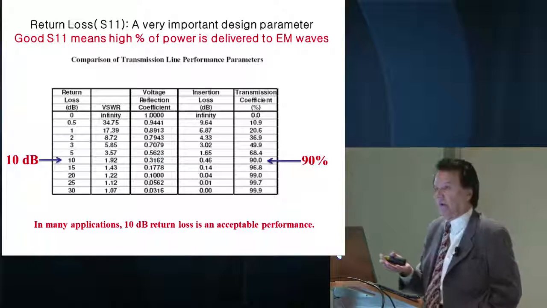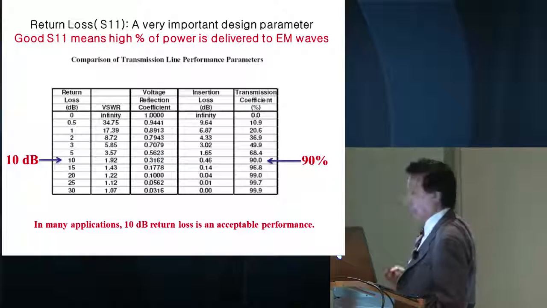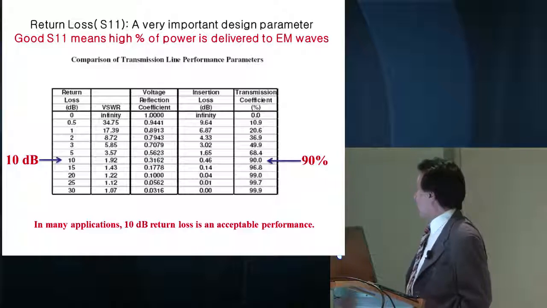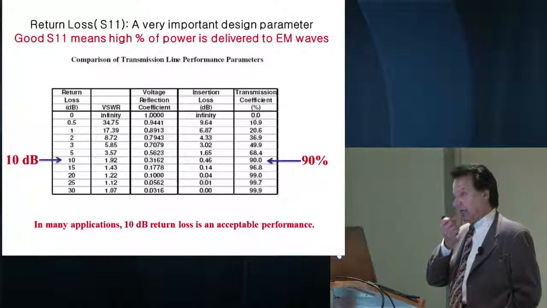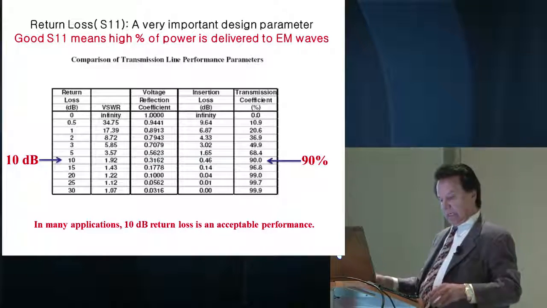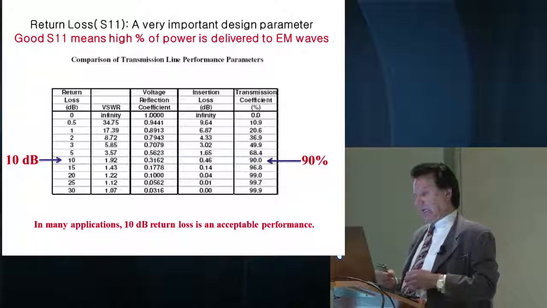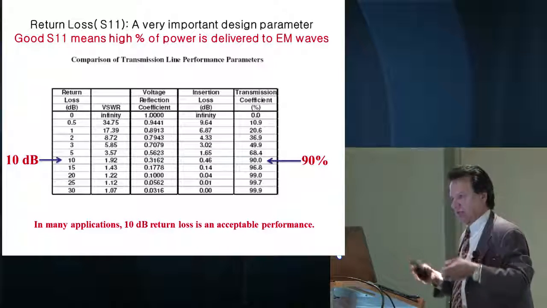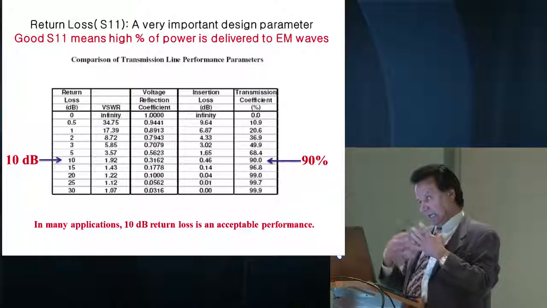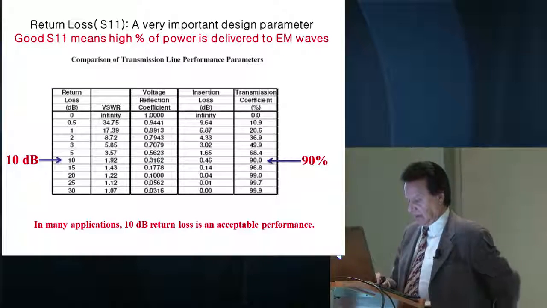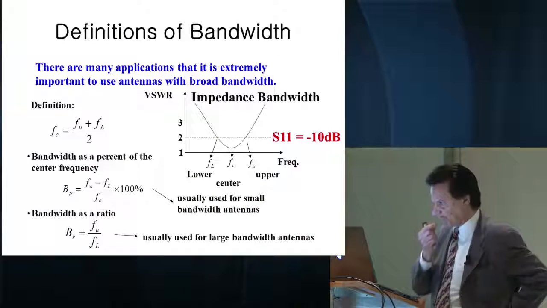In some applications you cannot get this. As a matter of fact, in a lot of cell phone related applications, you might be working in the regime of 6 dB S11, so you allow more loss because that's all you can get. Antennas are too small, with too much interaction with the human, and so forth and so on. But this is the key parameter that periodically I may refer to when we talk about different antennas.